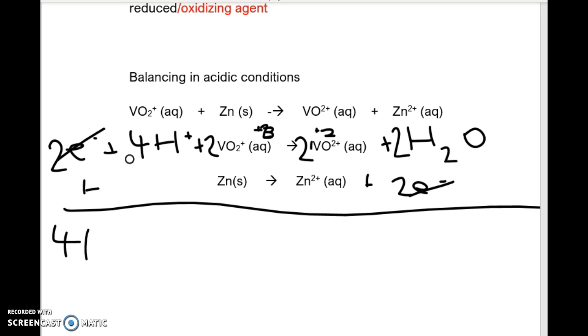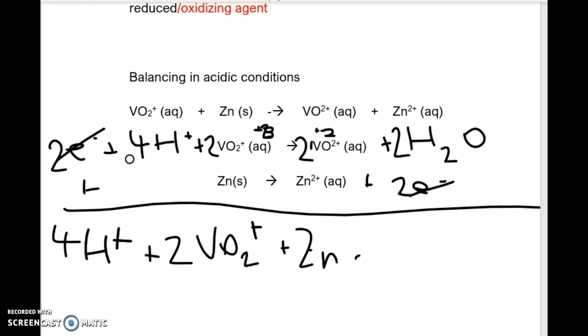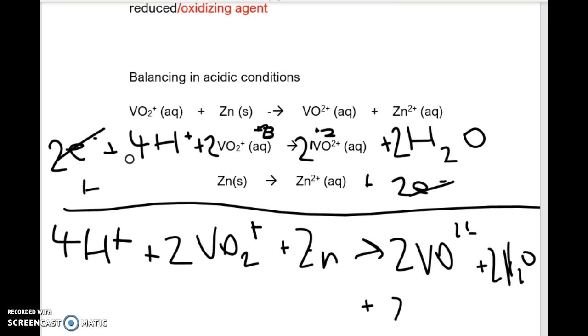We end up getting 4H plus 2 VO2 plus. I'm ignoring the states of matter just because I don't want to write them. I'm just being lazy. Don't be lazy yourself. And then 2 VO2 plus 2 waters, plus zinc 2 plus aqueous. Okay, if you can decipher that, that's pretty much all the ones that are over here, right? So that would be your final answer in acidic conditions.